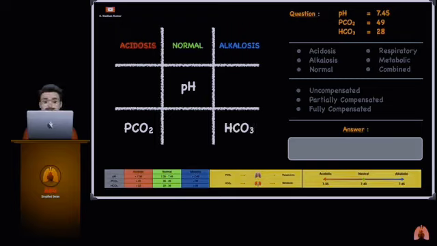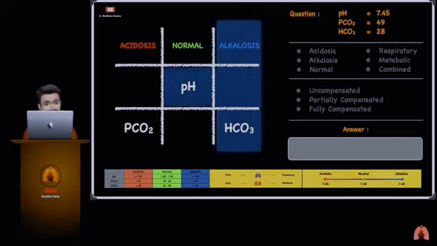As we can see here, pH is normal and the other two values are abnormal, so it is in fully compensated state. Since the pH value of 7.45 is sliding towards alkalosis, we can finally interpret it as fully compensated metabolic alkalosis.